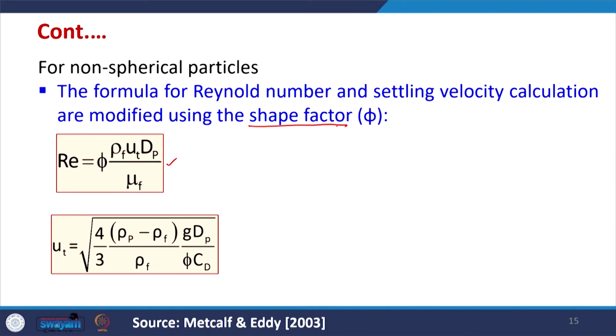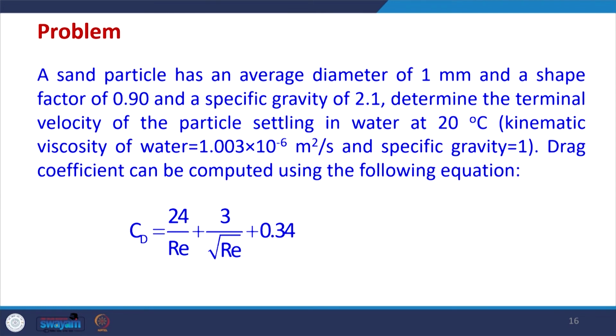So, now suppose we have to find out the terminal velocity of non-spherical particles. So, Reynolds number is changed a little. This is given by incorporating the shape factor, and the terminal velocity changes by this. So, this is there, and this is the expression for this shape factor which is used. Later on, we will solve some problems.